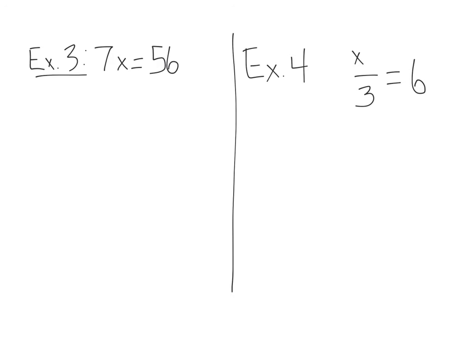I want to look at two more examples, 3 and 4. In these two examples, we're going to use that same process of inverses, except this time we're going to use multiplication and division instead of addition and subtraction. So if we look first at example 3, 7x equals 56. It's a little bit hard to tell which operation is there, whether it's add, subtract, multiply, or divide, because there's no math symbol there. It's just 7x.